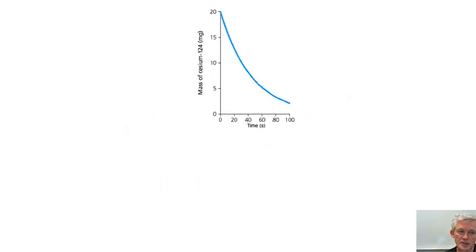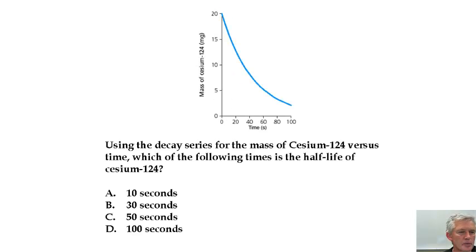For the ones you've just looked at, there are probably an equal number of radioactivity half-life problems, especially with carbon-14 dating, that will simply give you a decay curve for the radioactive decay, very similar to this one of massive cesium-124. So a typical problem here that you will have to answer would be something like this one. Using the decay series for the mass of cesium-124 versus time, which of the following times is the half-life of cesium-124?